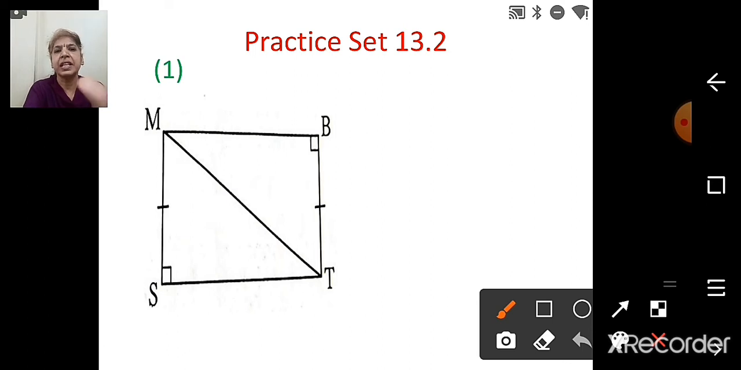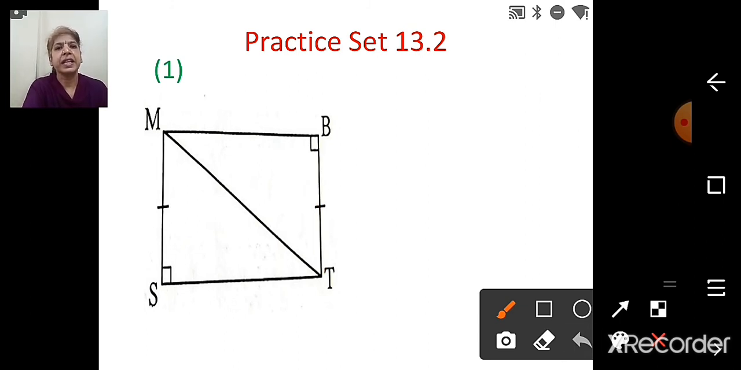You can see that this marking indicates a right angle. Angle S is a right angle, and angle B is also a right angle. And S corresponds to B. So we know that M corresponds to T. You can see the marking, because when we read the side, it is SM, and so it is BT. So M corresponds to T.